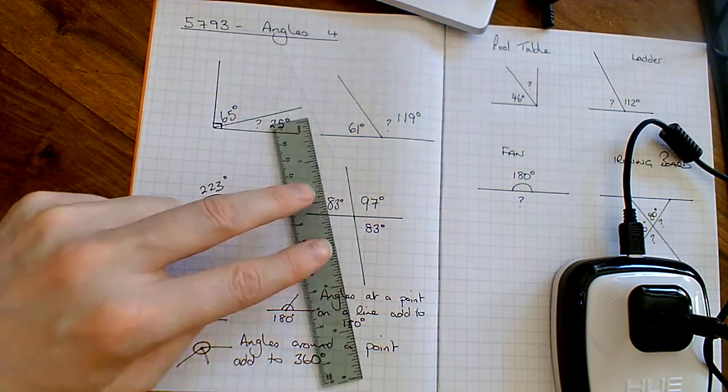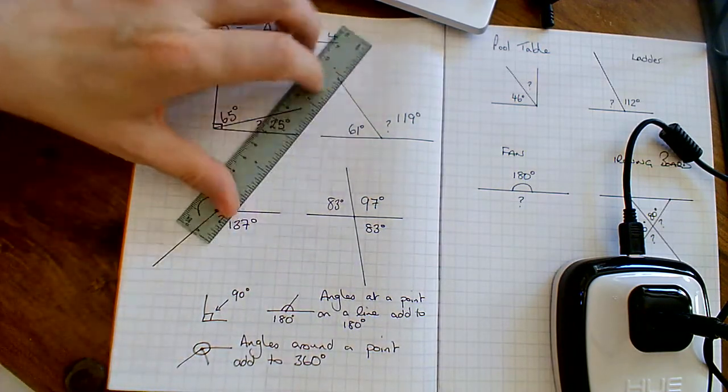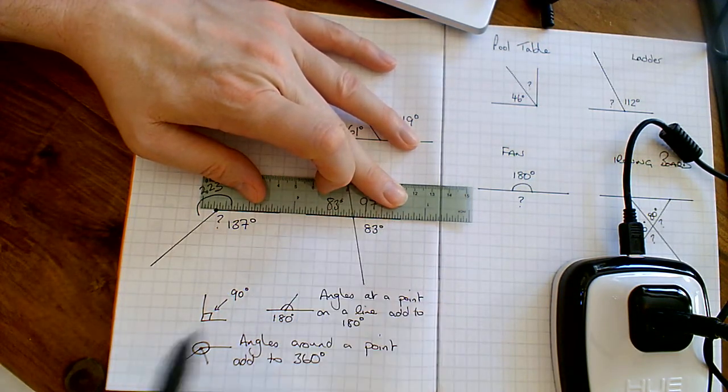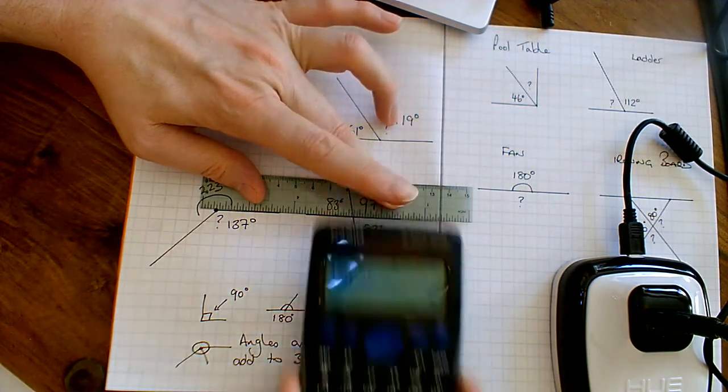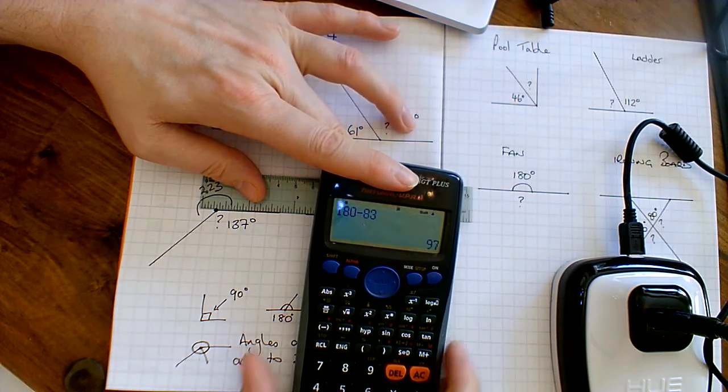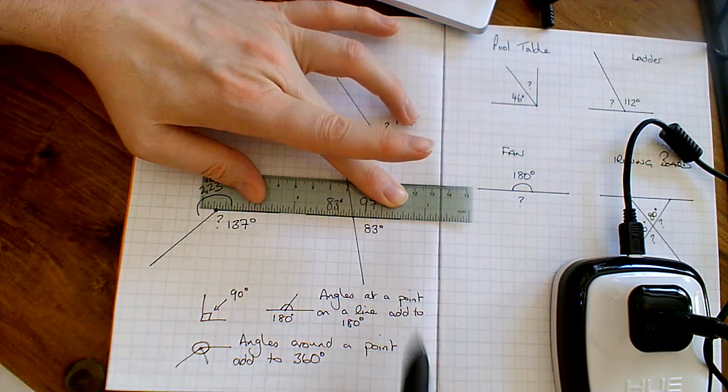And then I could do the same thing. I can say, well look, angles at a point on a straight line add to 180, so I could do 180 take away 83. So let's have a look at that one. 180 take away 83 equals 97 degrees. I can get 97 in this spot.